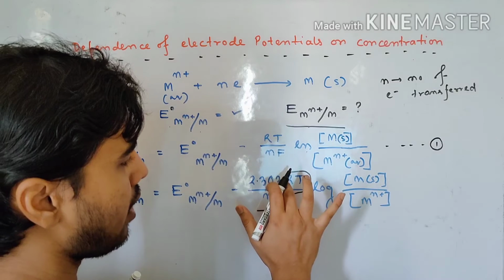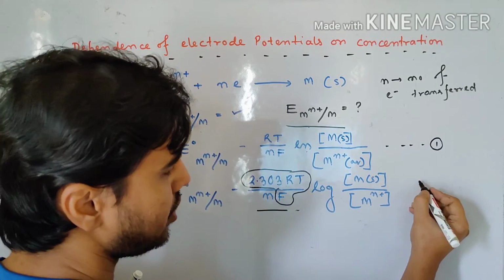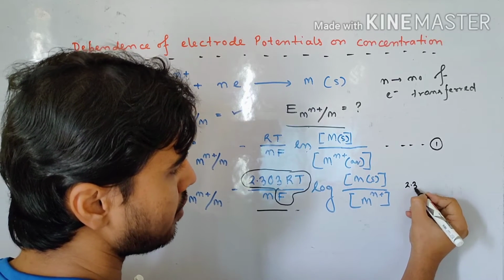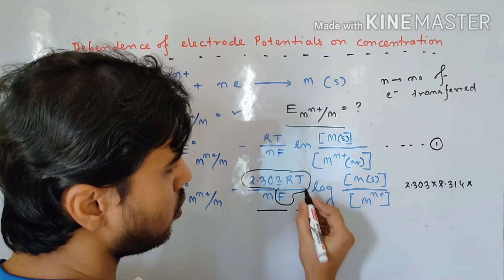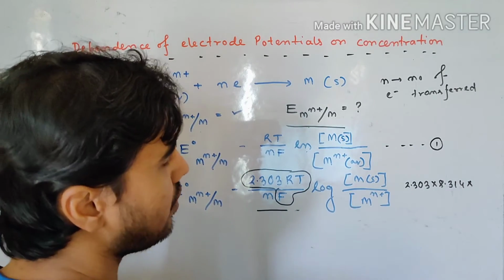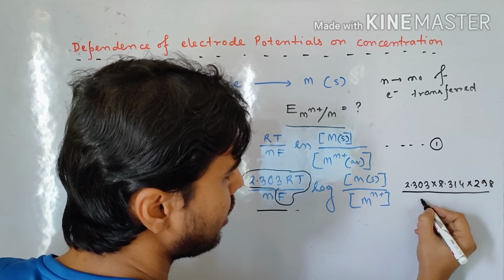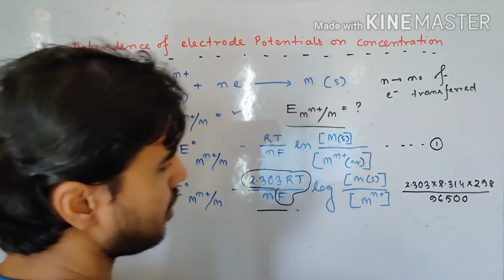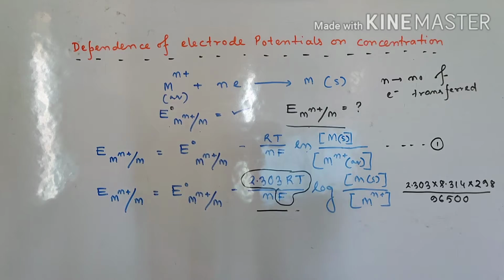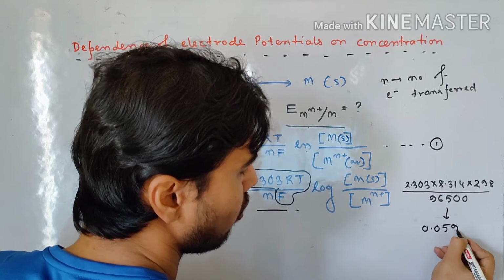If you want to calculate this value including 2.303, it will be 2.303 into 8.314 into T, that is temperature in Kelvin scale. Here it is 25 degrees Celsius, so it is 298 Kelvin, divided by 96,500. If you calculate this part, you can do it by yourself also, you will get this value, 0.059.